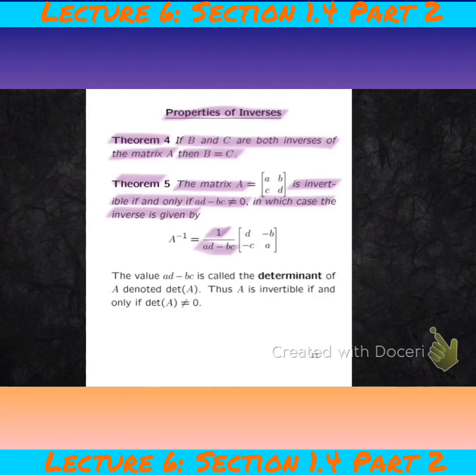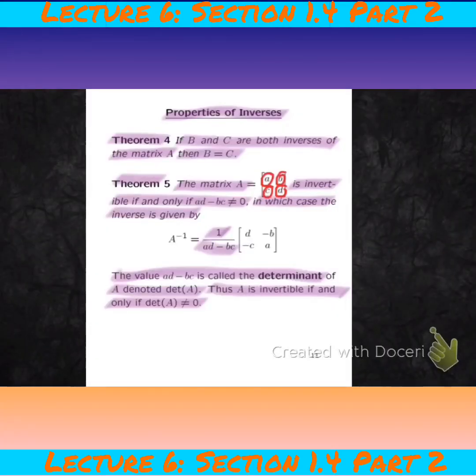And AD minus BC is that term multiplied by that term minus that term multiplied by that term. And this AD minus BC is called the determinant of the 2 by 2 matrix A, and therefore the invertibility of a 2 by 2 matrix is determined by whether the determinant is 0 or not. If it is 0, the matrix is not invertible. If not, it is invertible.